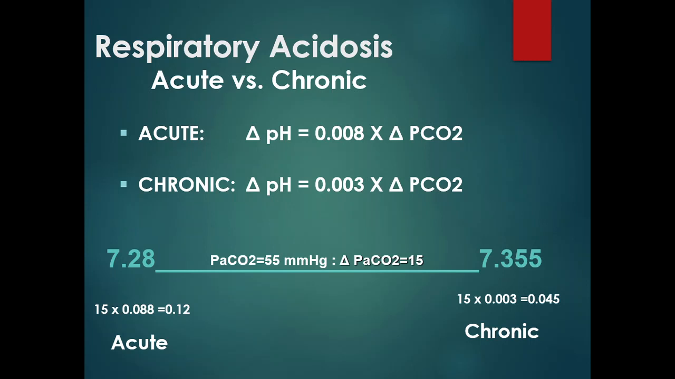So if this is a patient who presented to the emergency room with a PCO2 of 55, which is high, and the pH is 7.36, this is a chronic, stable problem that I should probably not worry about too much. But if he or she presents with a pH of 7.28, it is an acute problem that I probably should pay more attention to.